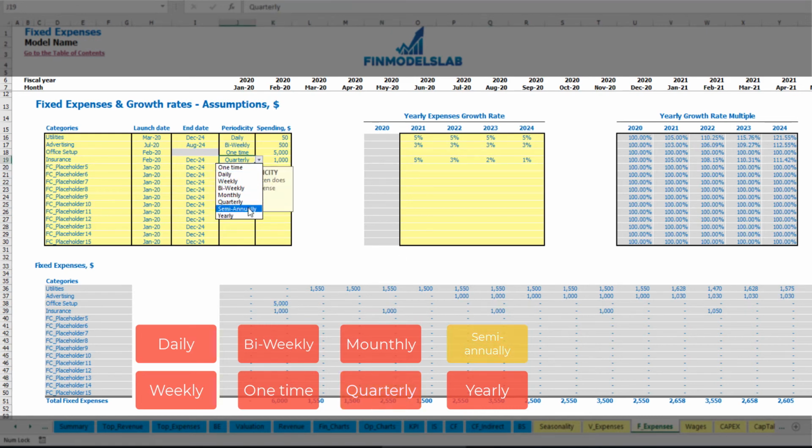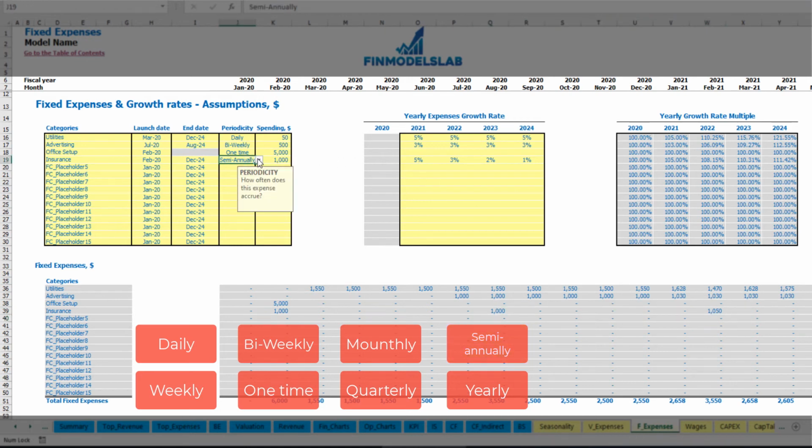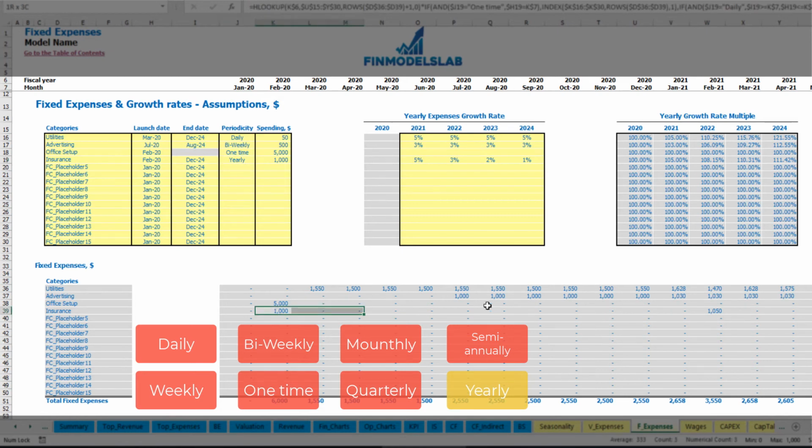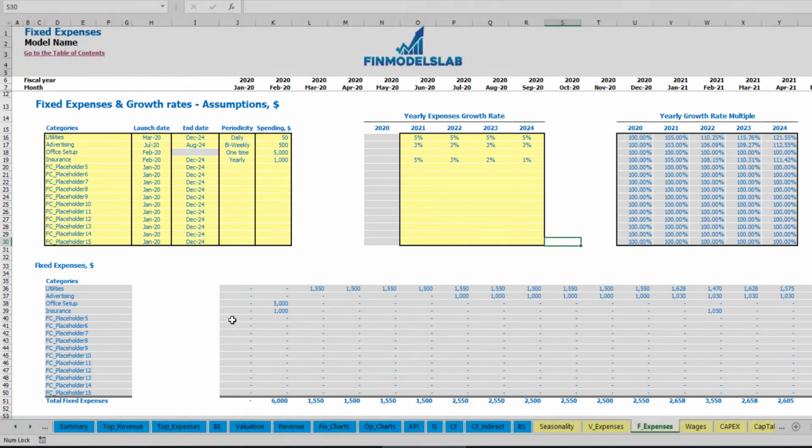Another option, semi-annually. In this case, you will have insurance payments once per half a year, again with a percentage of growth. And the last option is annual payments or yearly payments. You'll pay one time per 12 months, starting from February till December 24. For each expense type, you can use a growth rate, and the calculation you may see in here.